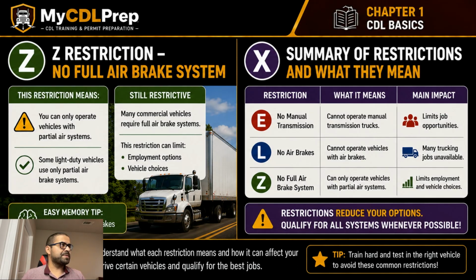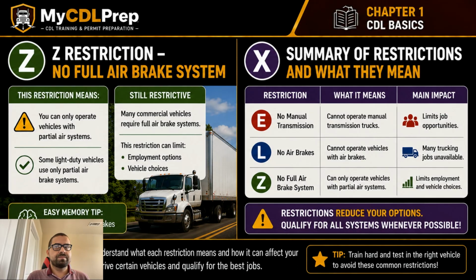So a quick summary of restrictions and what they mean. The E means no manual transmission, cannot operate manual transmission trucks, limited job opportunities. The L means no air brakes, cannot operate vehicles with air brakes, many trucking jobs available. The Z, no full air brake system, can only operate vehicles with partial air brake systems, limits employment and vehicle choices. All right, a quick tip: train hard on testing in the right vehicle to avoid these common restrictions.